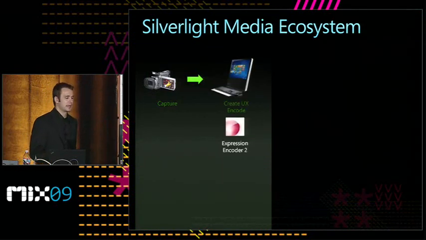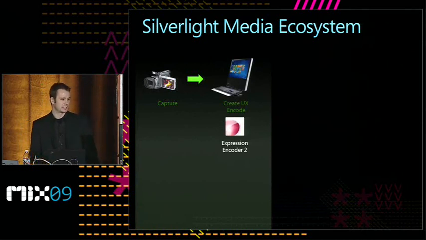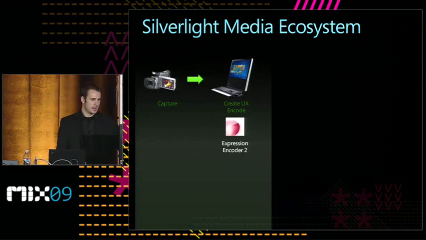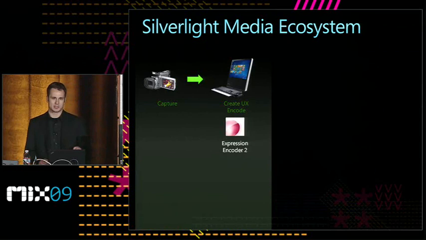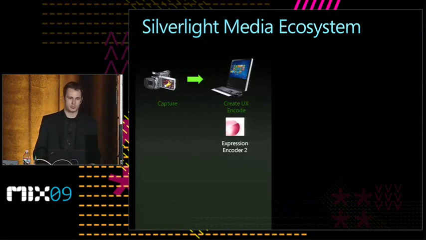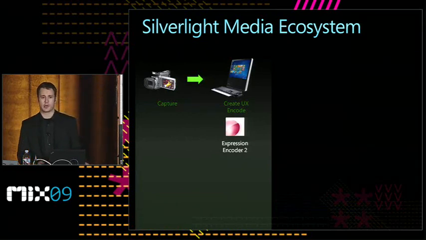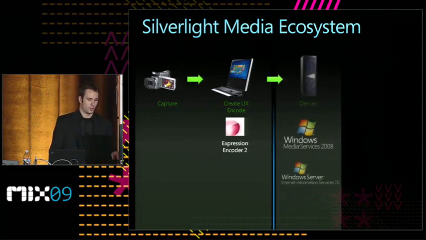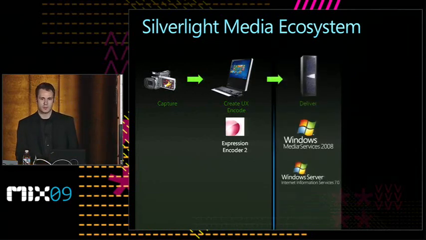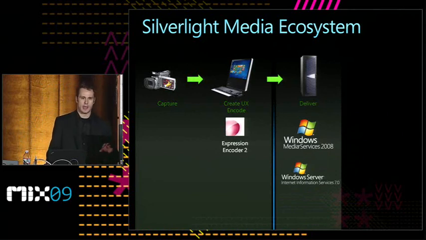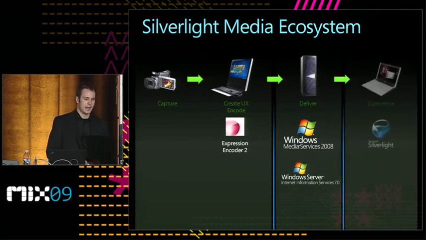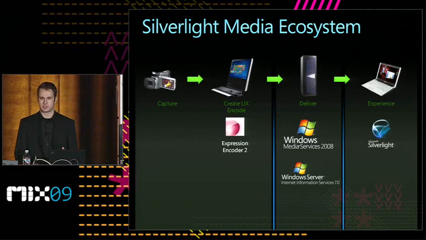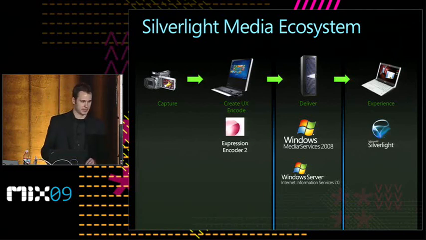So when we talk about the Silverlight media ecosystem, in its simplest form, it consists of creation, encoding, and delivery. In this first example that we looked at, we used Expression Encoder 2 to both create the user experience and to encode the content. When it comes to delivery of content, we can use Windows Media Services or IIS, for example, and then, of course, to consume that content, we use Silverlight as the actual user experience.